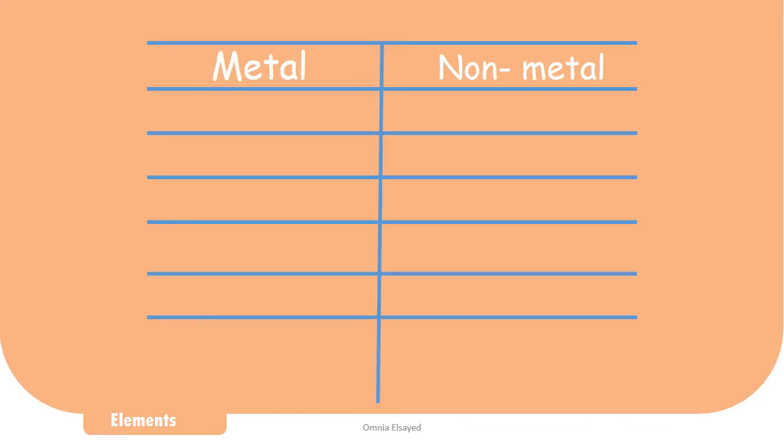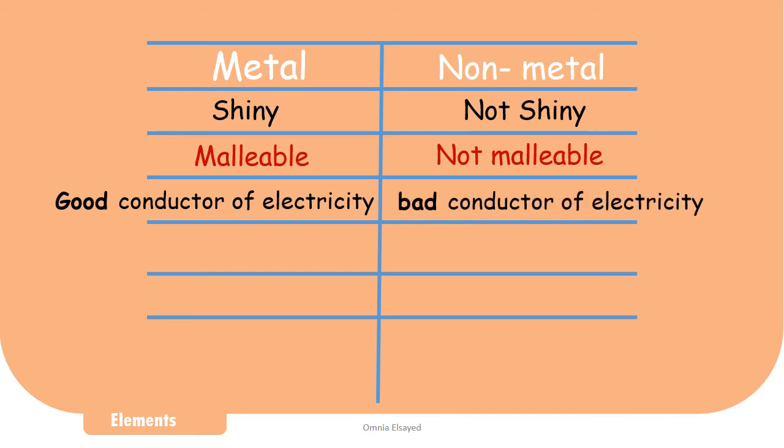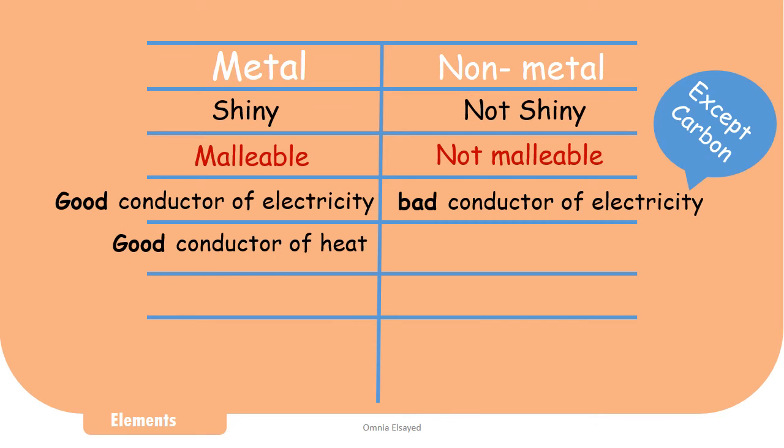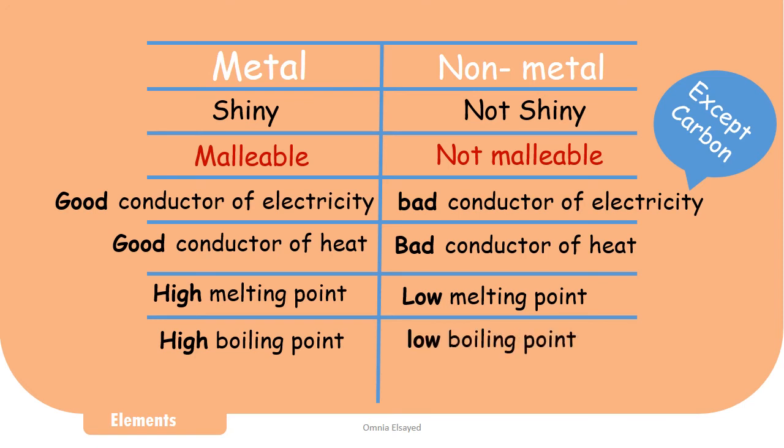Let's compare metal and non-metal. Metal is shiny, non-metal is not shiny. Metal is malleable, non-metal is not malleable. Metal, good conductor of electricity. Non-metal, bad conductor of electricity, except carbon. Metal, good conductor of heat. Non-metal, bad conductor of heat. Metal has a high melting point. Non-metal, low melting point. Metals have a high boiling point. Non-metals have a low boiling point.